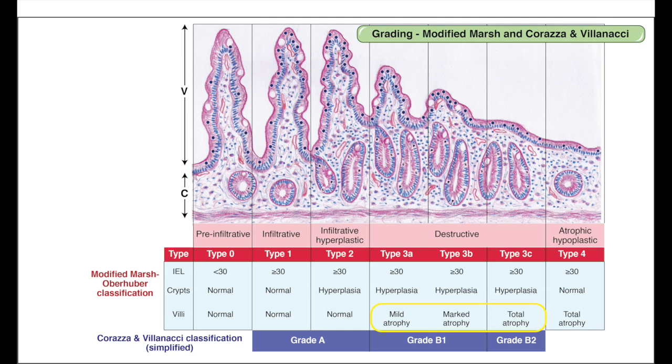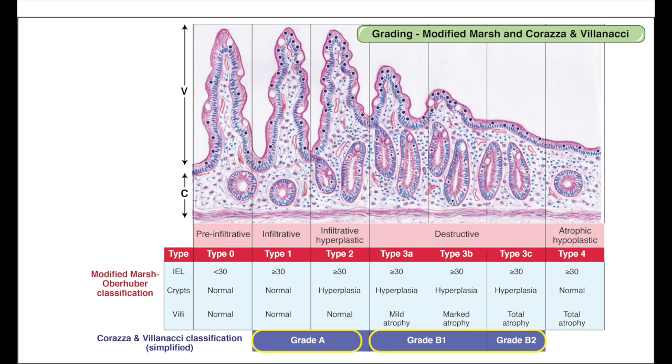Depending on the degree of villus atrophy, it is again divided into 3 subgroups. 3A indicates mild atrophy, 3B marked, and 3C total villus atrophy. Type 4 or atrophic type is a rare pattern mostly encountered in refractory celiac disease. It is characterized by flat mucosa with only a few crypts and near normal IELs. Modified Marsh grading, mainly type 3A and 3B lesions, may have a high degree of inter-observer variation.